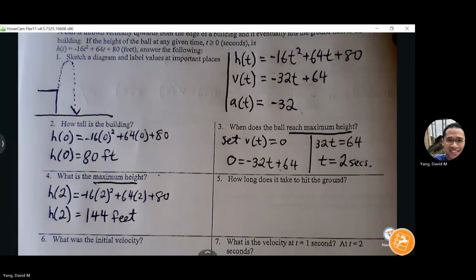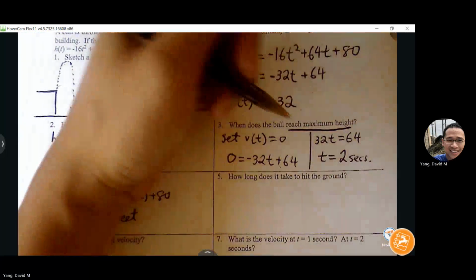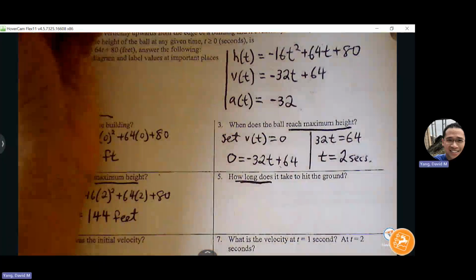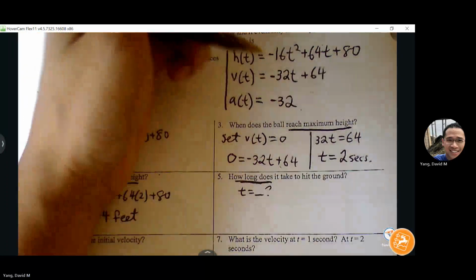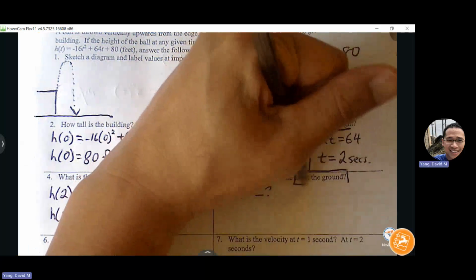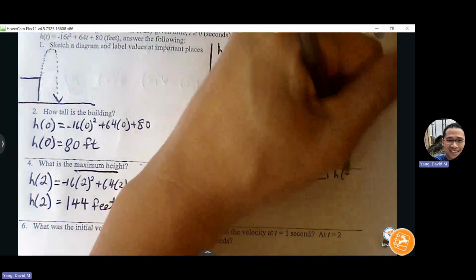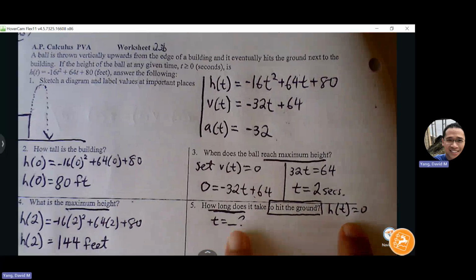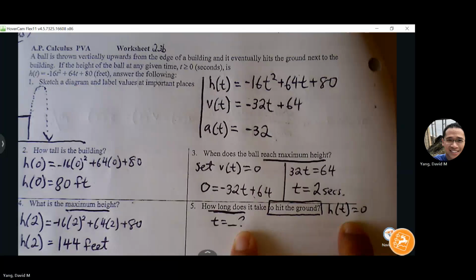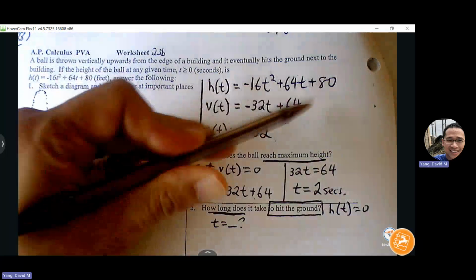Okay, so number 5 says, how long does it take for the ball to hit the ground? So we're looking for what variable here? How long? That means t, right? We're looking for t. We don't know what t is. Now, hitting the ground. When it hits the ground, the height is 0. So that's our connection there. The ground has a height of 0. How can we use this to figure out the t value? Plug in 0 for h of t, and then we can solve this.